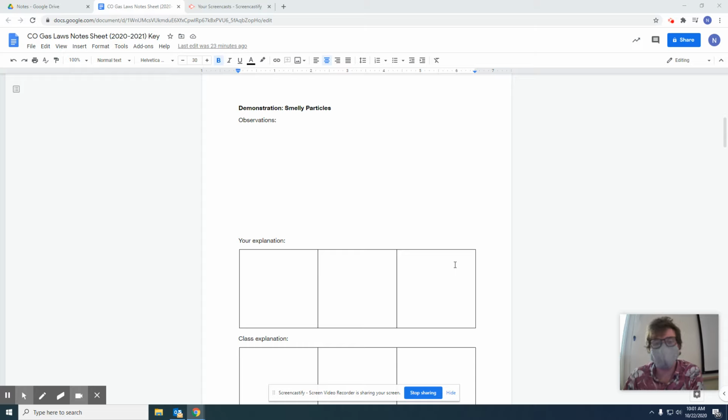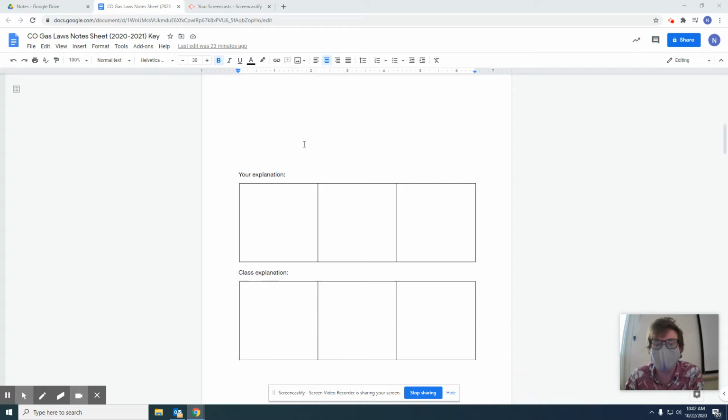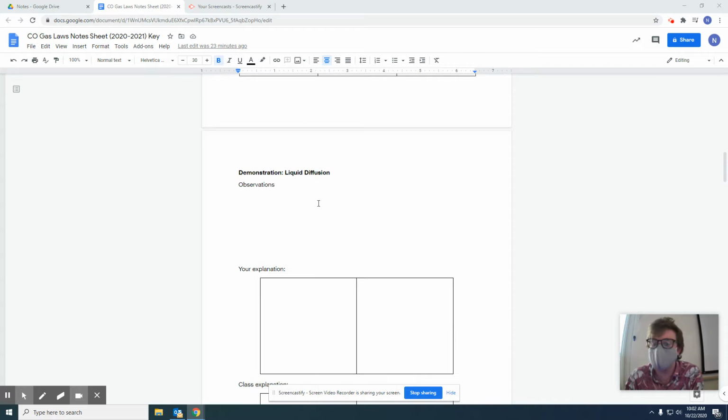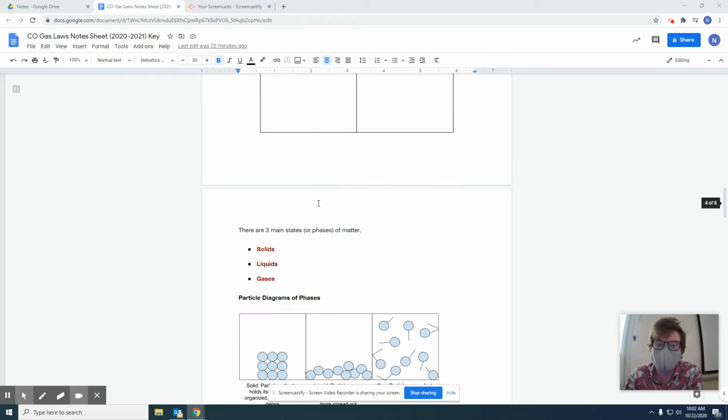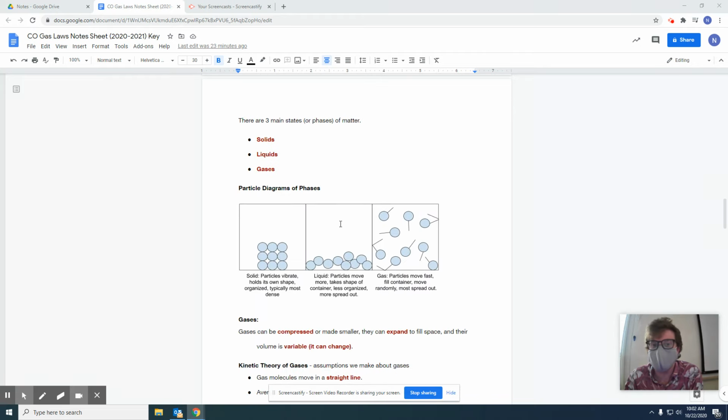We're going to go through some notes together that are in our Unit 2 notes packet. So that's the blue packet for Unit 2. If you remember back to the beginning of the unit, we've already gone through this smelly particles demonstration. We've also already done this liquid diffusion demonstration. So we're going to spend some time today taking some of the rest of these notes.